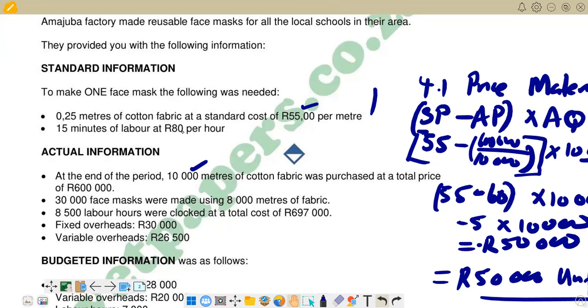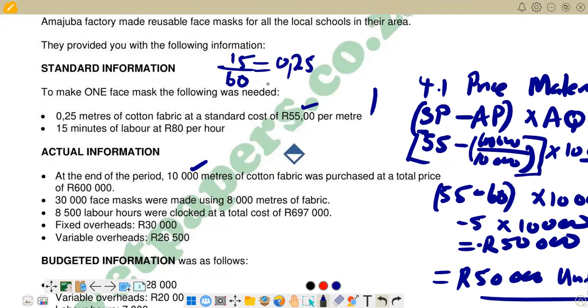Then you'd see that our actual time we are also given. If you go to the actual section, actual time is 8,500. So we have actual time, we have standard rate. The one that we don't have now is the standard time. For standard time, remember the information below is for one face mask. So to finish one face mask, we need 15 minutes. We want to see, as a proportion of an hour, what 15 minutes is. In an hour we have 60 minutes. If you say 15 divided by 60, you are going to get 0.25.